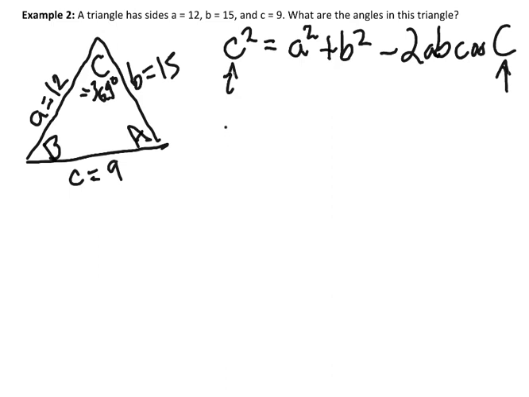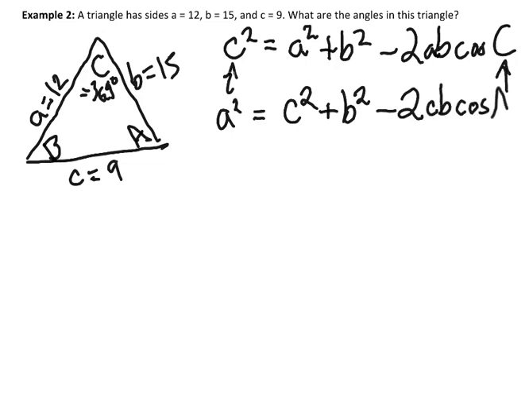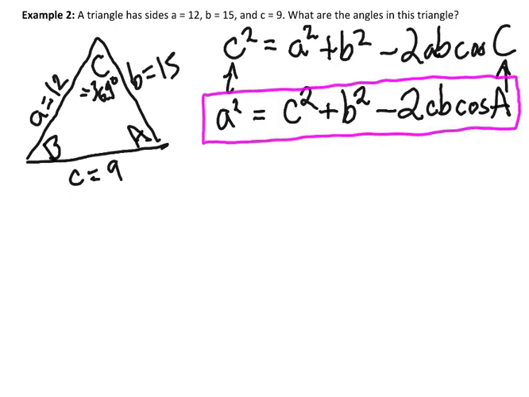So what I would do is I'd say, well, A squared is equal to, instead of A here, this is going to become C. This will still be B. Minus 2, and then instead of AB, this is CB, and then this gets to be cos of angle A. So this is another form of your cosine law, which lets you solve for angle A. Still the cosine law, it's just a different form of it.